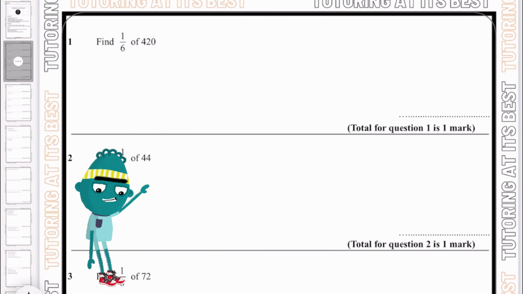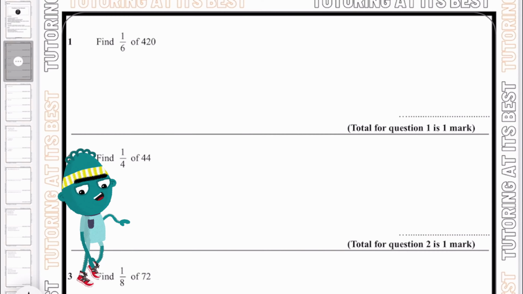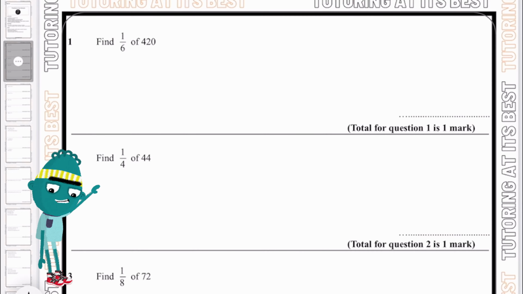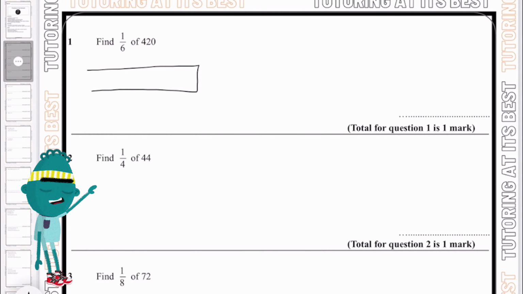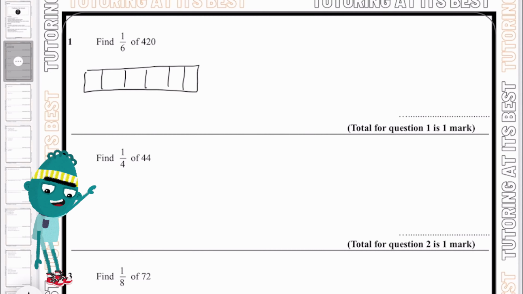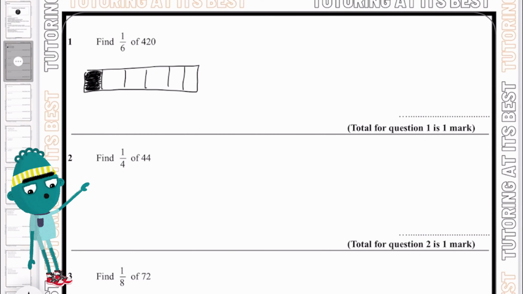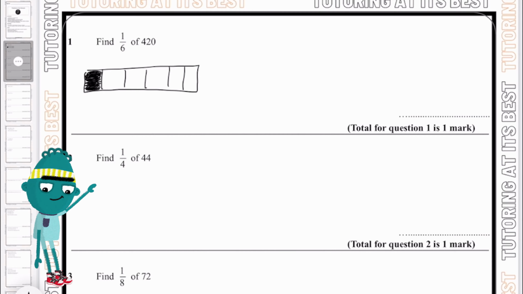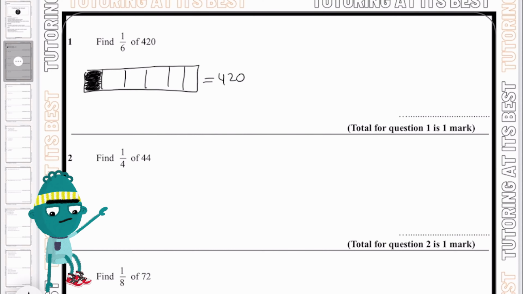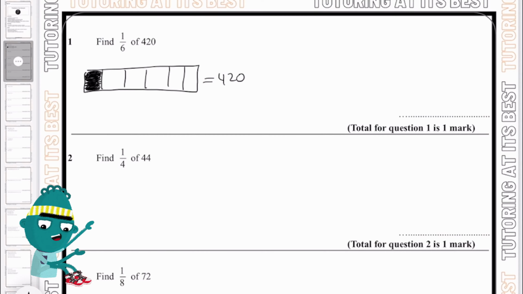So question number 1, find 1/6 of 420. What does this really mean? Well, if we take a rectangle and split this up into 6 parts, we now know that we would like to find out one section out of the 6 that are available. The best way to do this is to simply divide the 420 by 6 sections, because that way we'll be able to work out one value of it.